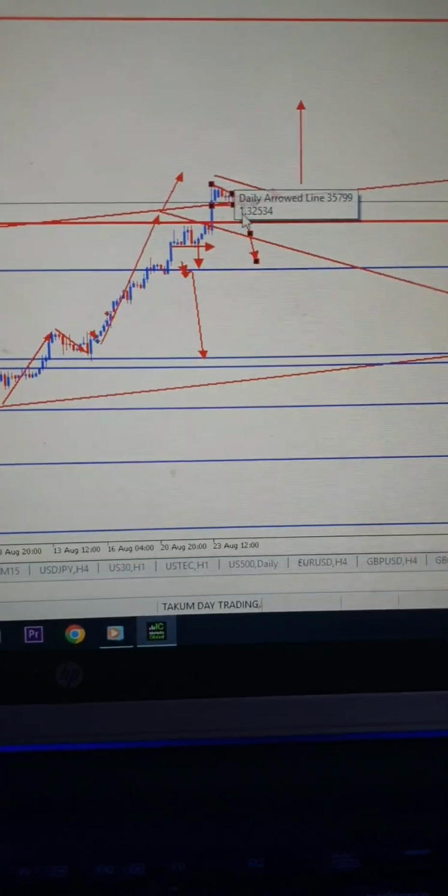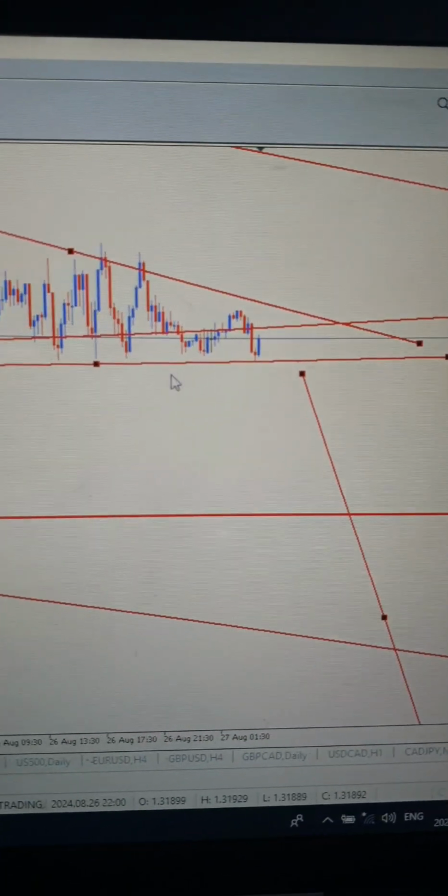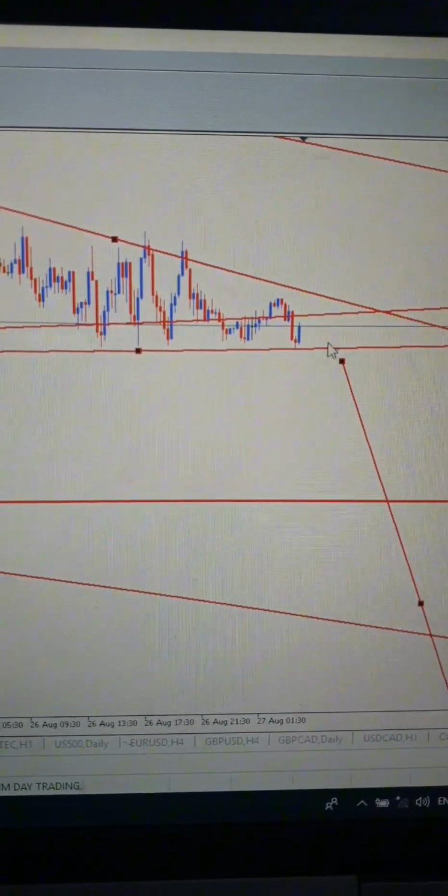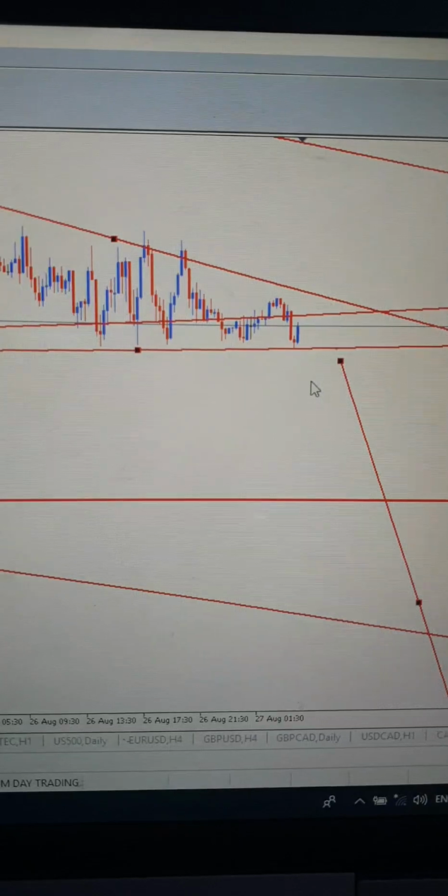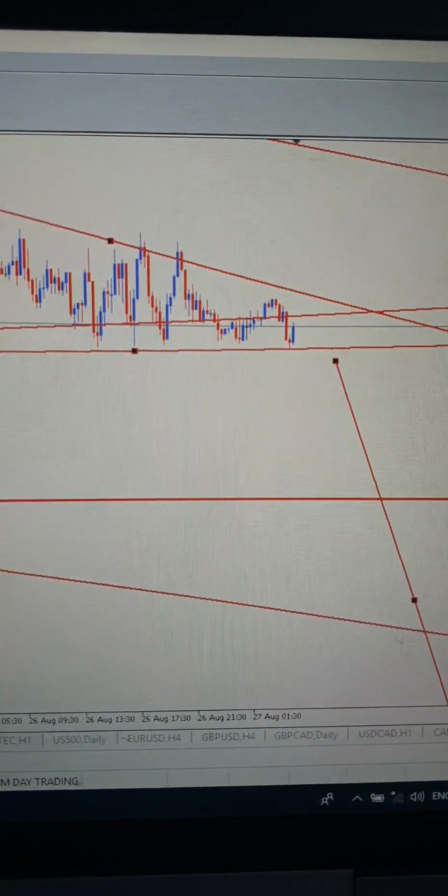So I will watch out for price action. Maybe I'll go right down to the lower time frame, like the 15-minute time frame, and really see the candlesticks that are forming. Then I'll take my decision. Like I said, if it's going down, it's going to break this level that I've drawn like this. But if it doesn't break this level, definitely it's going up.